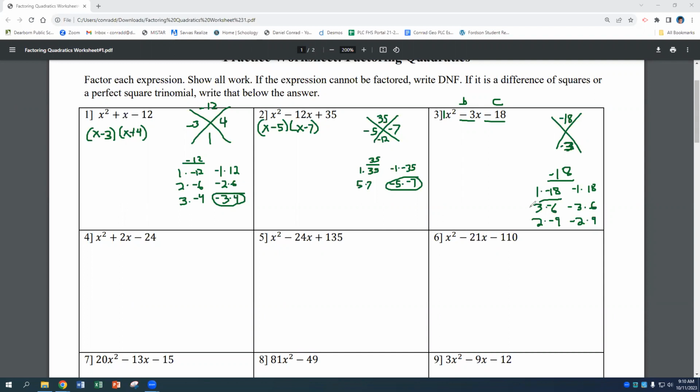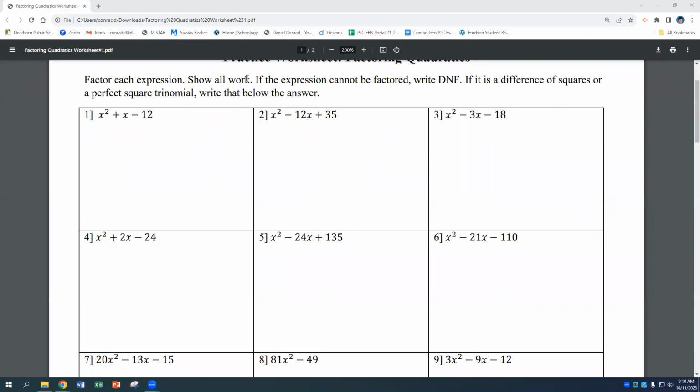That's going to be 3 and -6. 3 times -6 is -18. 3 plus -6 is -3. So it's going to be x plus 3 and then x minus 6.